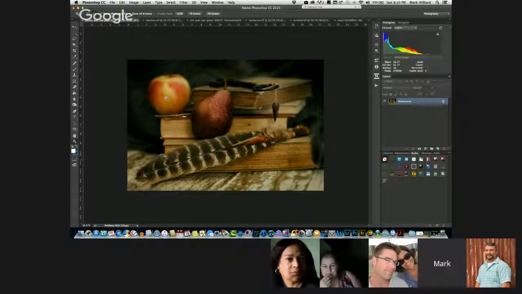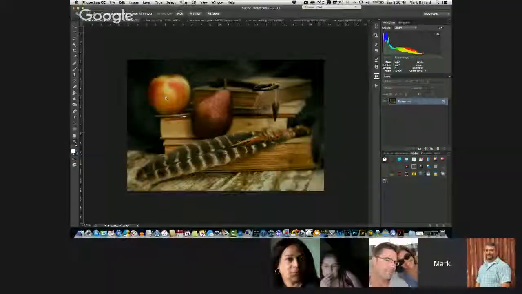What lens did you use on this? That was my macro, the 100 millimeter. Okay. Yeah, I am thinking that this fuzzy apple is actually distracting, and the fuzziness of it being out of focus actually draws my eyes to it and away from the feather and the pear.